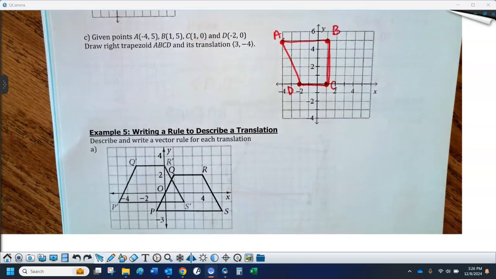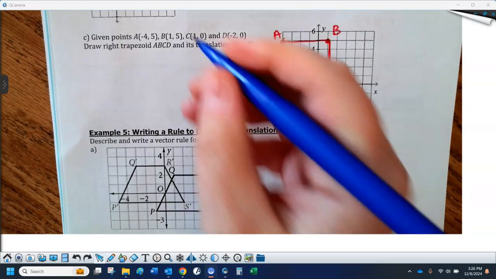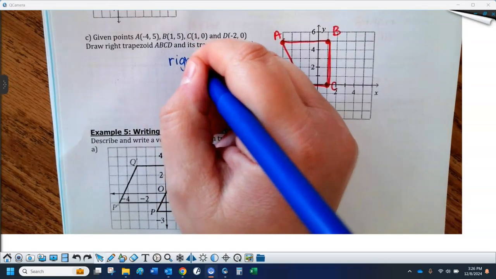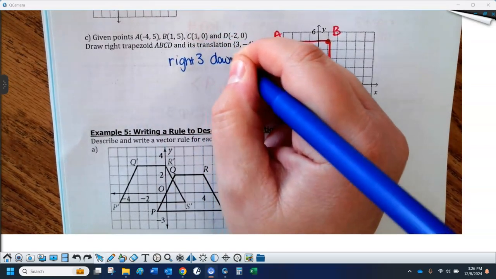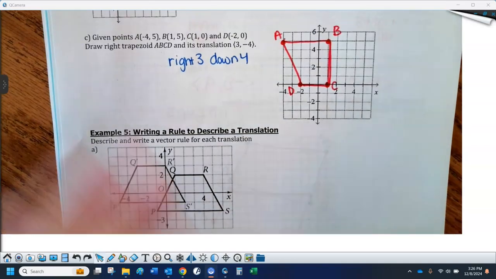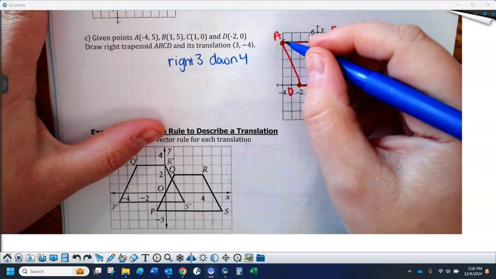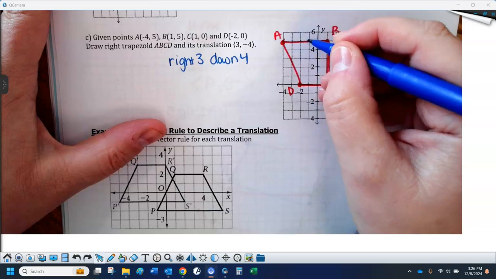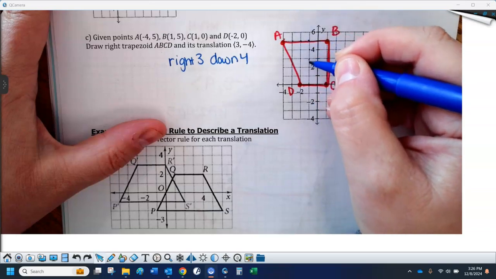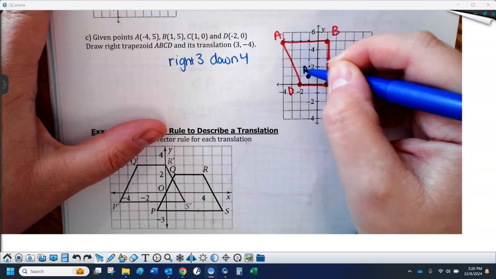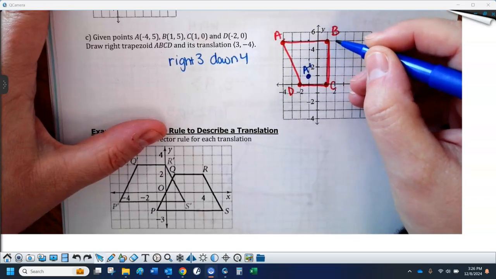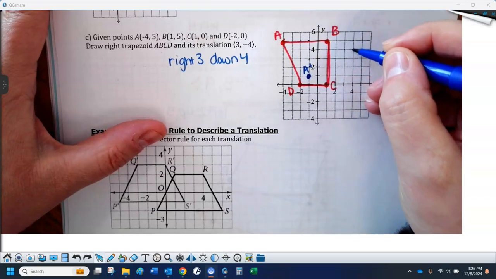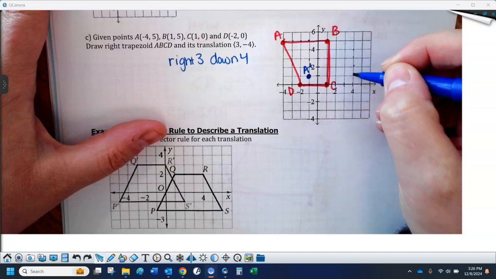And then the translation here is 3, negative 4. So that description is going to tell us we're going to go right 3 and then down 4. So for each point, the A will look kind of weird because we're sliding along the line at the top of the trapezoid here, but I'm going to go 1, 2, 3 to the right and down 1, 2, 3, 4. So here's A prime.